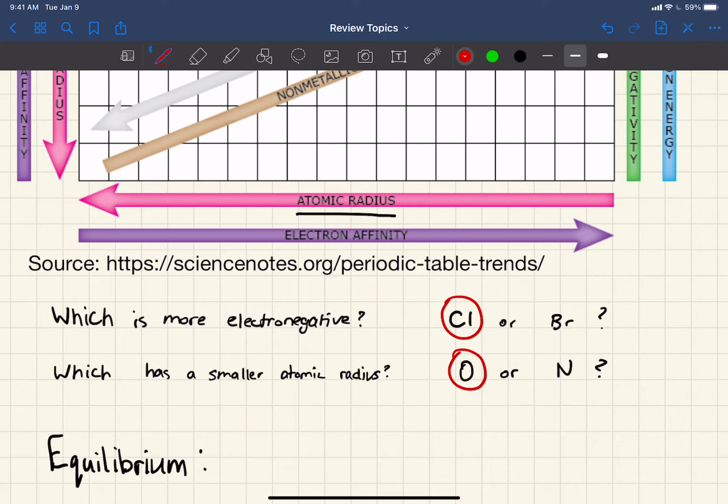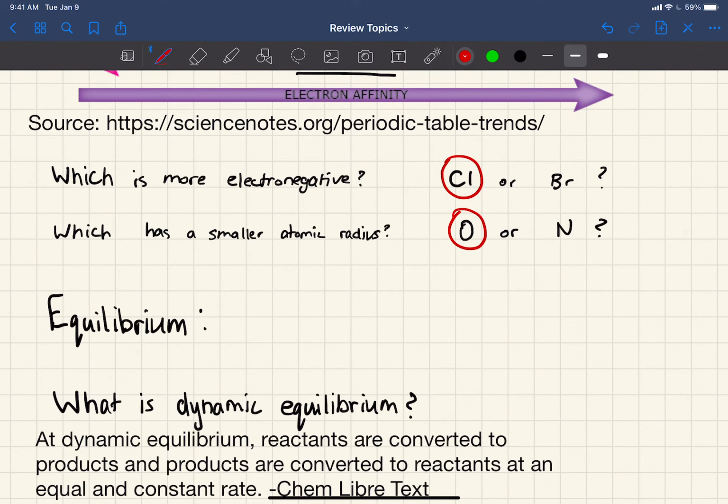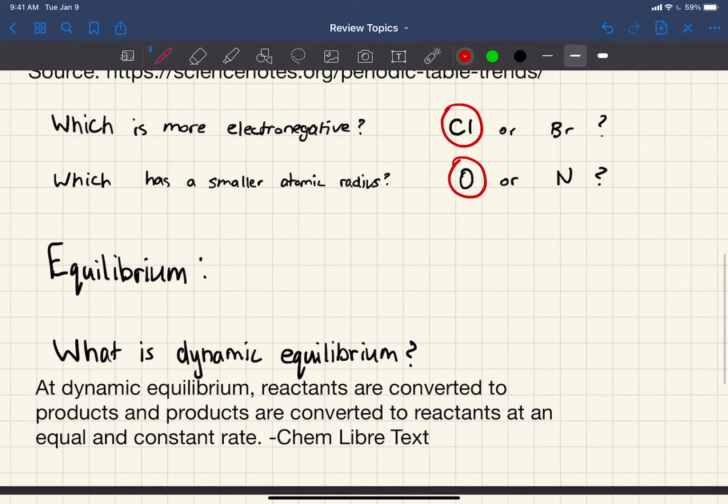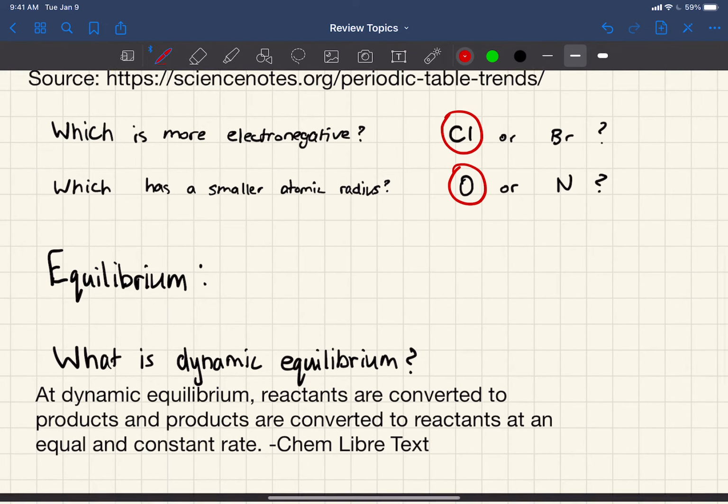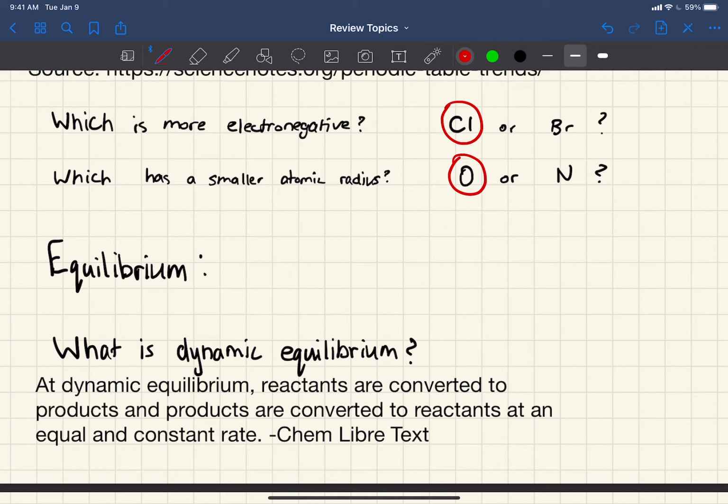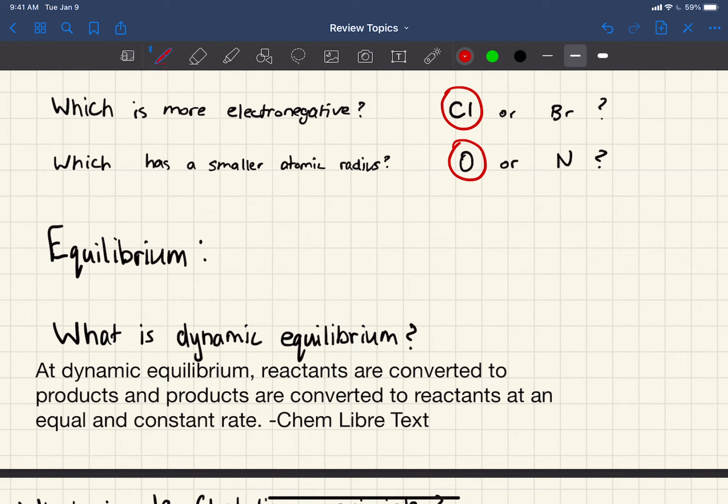Perfect. Okay. And now the main topic that I want to spend some time on is equilibrium because I believe this is incredibly important, especially when we get into thermodynamics, thermochemistry, all that stuff. You should have a very good understanding of this topic from high school. Again, we will cover it in class, but it doesn't hurt to know something coming in, right? So, what is dynamic equilibrium?